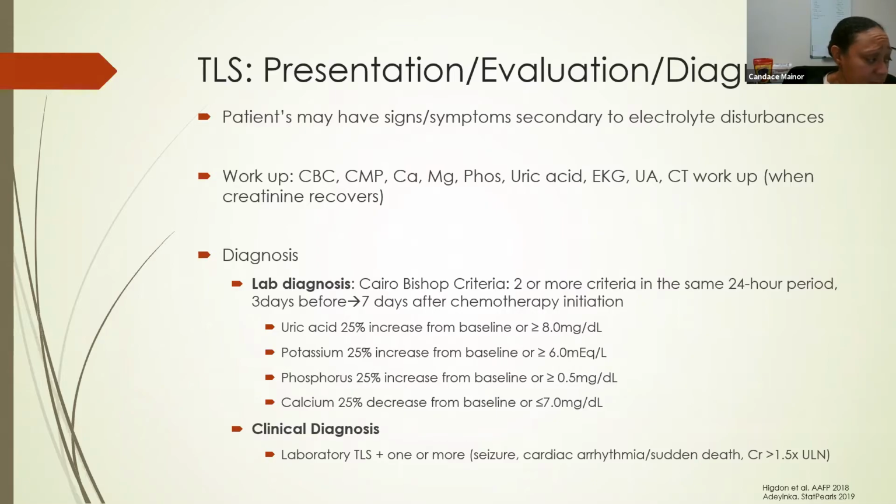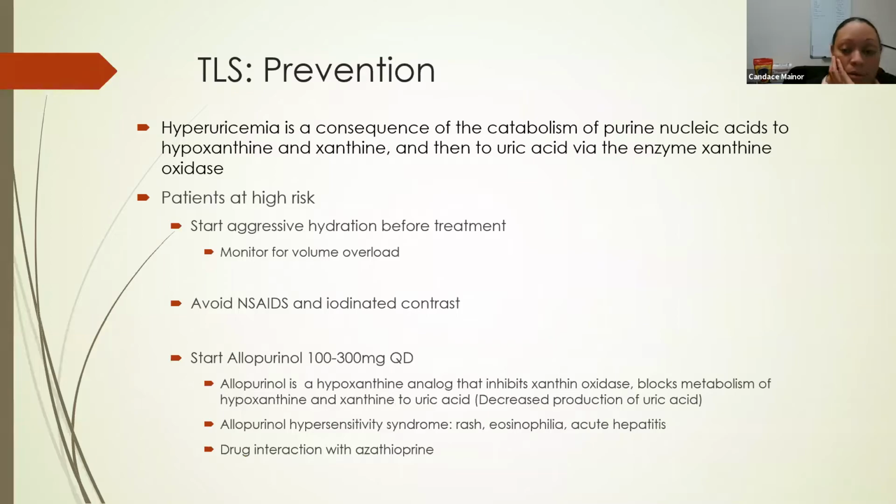The clinical diagnosis of tumor lysis syndrome can be made with laboratory data consistent with tumor lysis syndrome and 1 or more of these clinical criteria, including seizure, cardiac arrhythmia, sudden death, and creatinine greater than 1.5. We, of course, do not want to wait for these clinical signs and symptoms of tumor lysis syndrome before we act. So, as I've been saying with most of these oncologic emergencies, our best defense in all of them, if possible, is prevention.